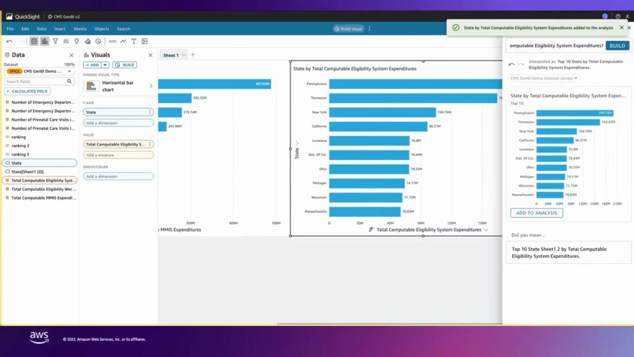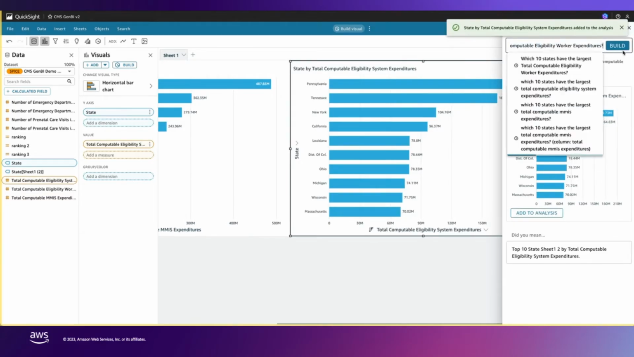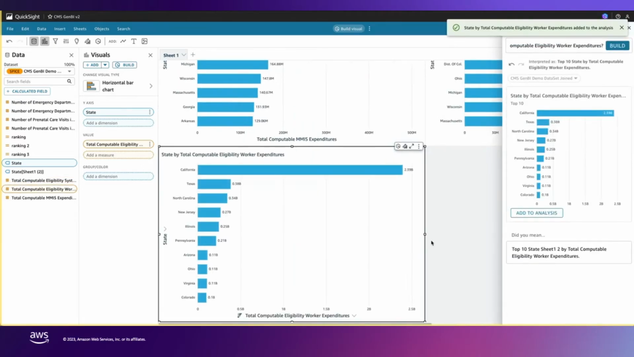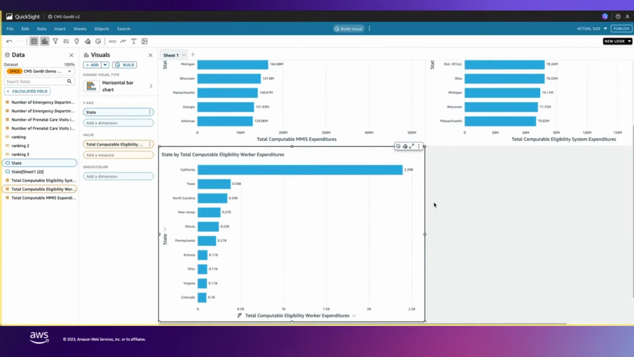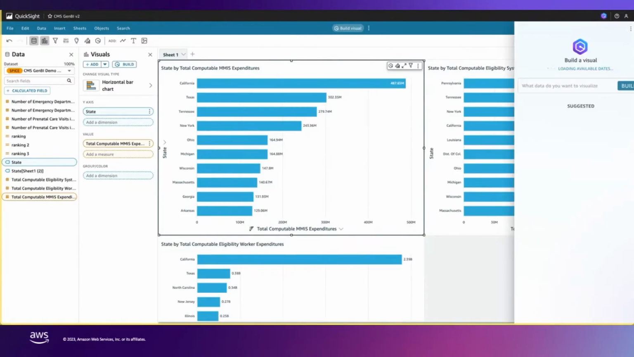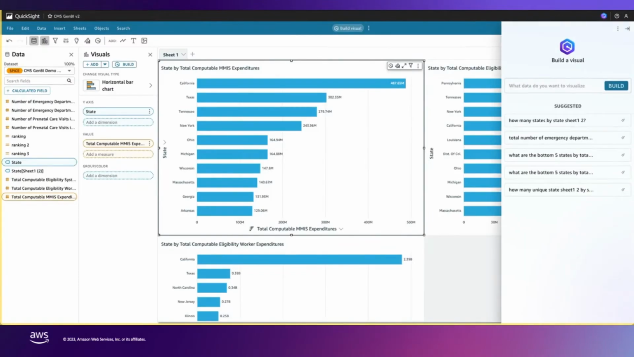I'm also going to look for the eligibility worker expense and identify the top 10 states, right? So the MMIS expense, eligibility expense, and worker expense are the 3 available expenses within our data set. And I picked up all 3 and plotted the top 10. Start building some more visuals that include some scatter plot information.